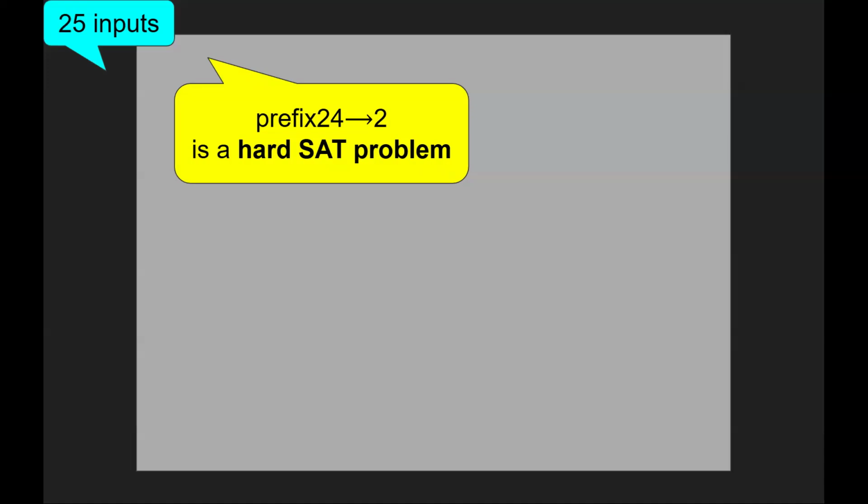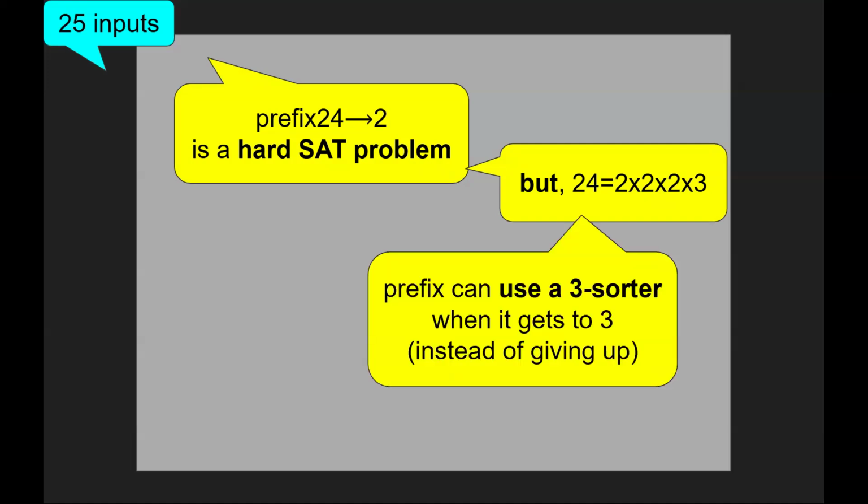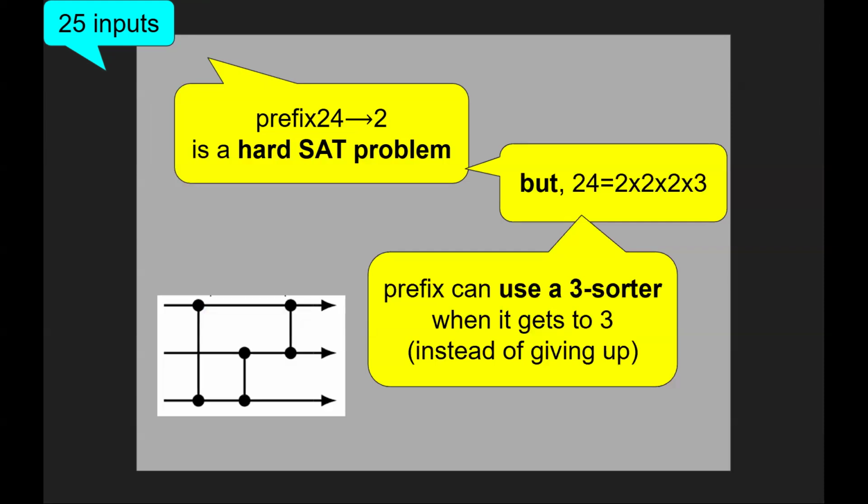I look at Paeth and I look at Mary, and they use 3 sorters. So why not use a 3 sorter? So 24 is 2 times 2 times 2 times 3. So I decompose the prefix with 2s, and finally I have 3 groups of 3 inputs left. What do I do with them? I just sort them with a 3 sorter. So that's what I do. And then the prefix 24 to 2 is not a problem anymore.